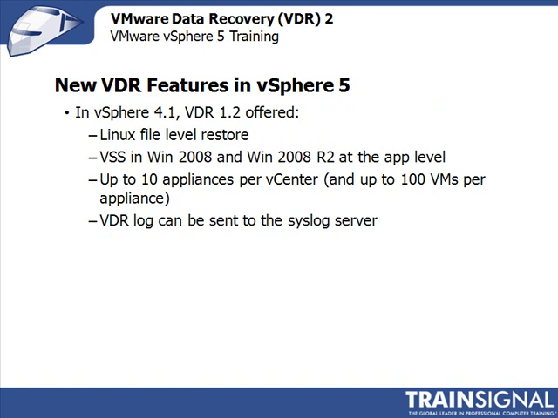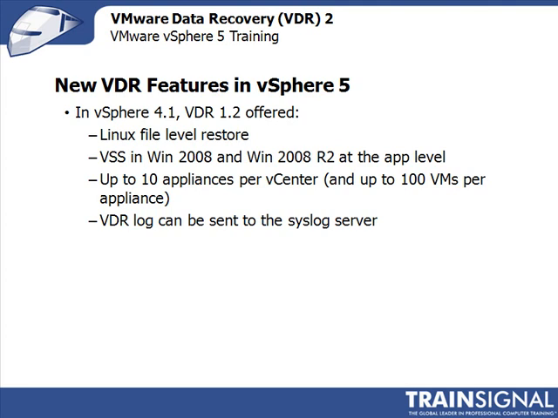Before I cover the new features of VDR version 2 contained in vSphere 5, let me first review the features of VDR 1.2 that were last added in vSphere 4.1. VDR 1.2 offered Linux file level restore. It offered VSS in Windows Server 2008 and 2008 R2 to ensure that you have application consistent backups. It supported up to 10 VDR virtual appliances per vCenter server, and each of those virtual appliances could back up to 100 virtual machines. So if you have 100 virtual machines or fewer in your virtual infrastructure, all you need is one VDR virtual appliance.